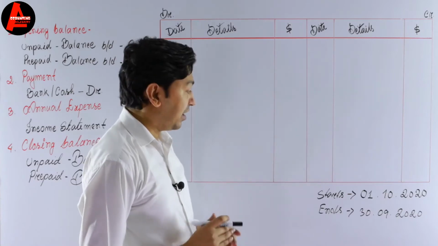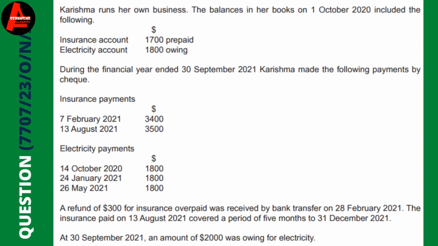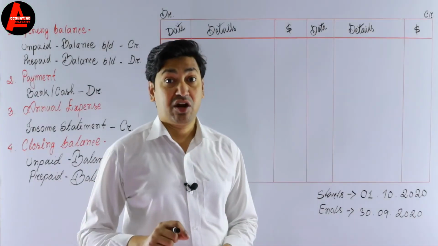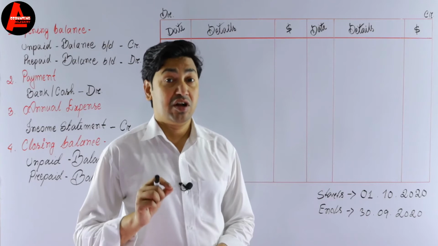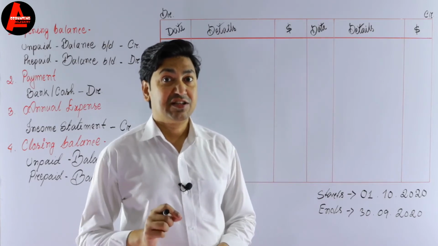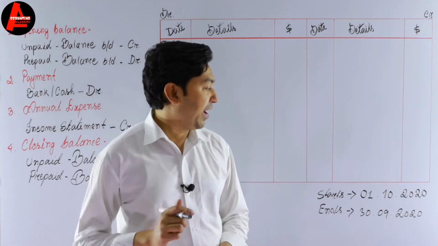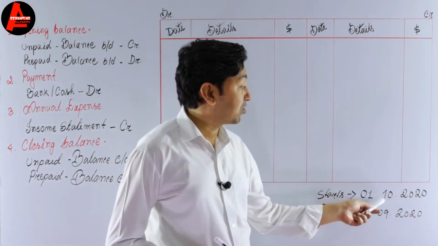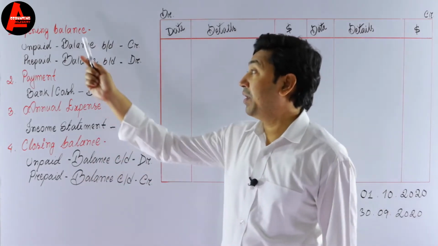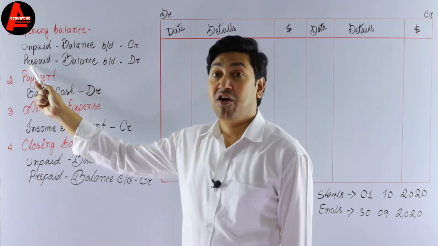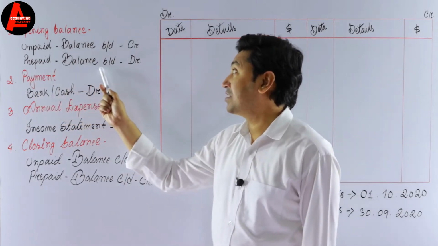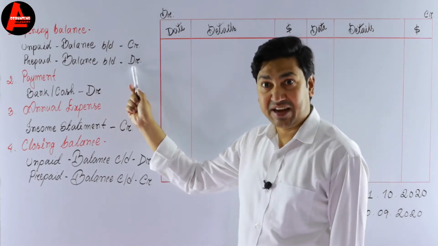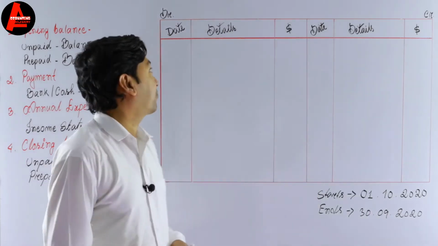So point to be noted here. Then what is written in the question? Insurance account 1700 prepaid, electricity account 1800 owing, okay? Electricity account I'll show you next time. Today I'll show you only the insurance account, okay? So here 1700 prepaid and it is the opening balance, yeah? So balance on 1st October 2020. Here opening balance, if there is any prepaid or advance, it will be recorded as balance BD on the debit side, okay? So let us record this amount first of all.